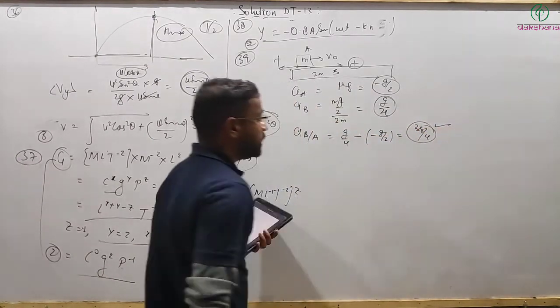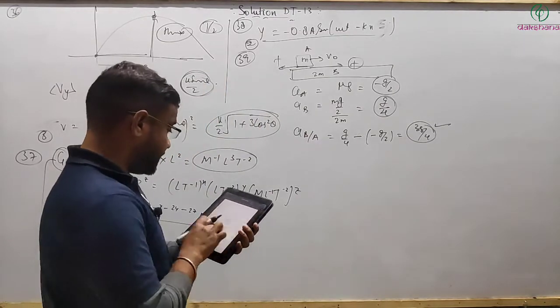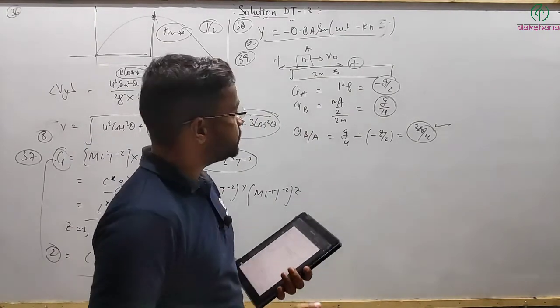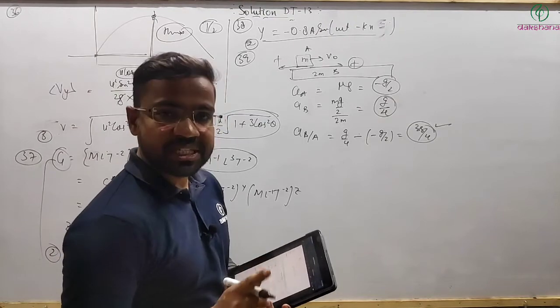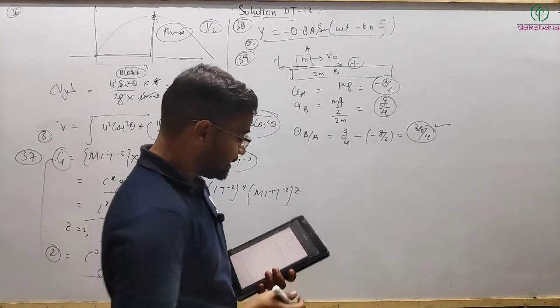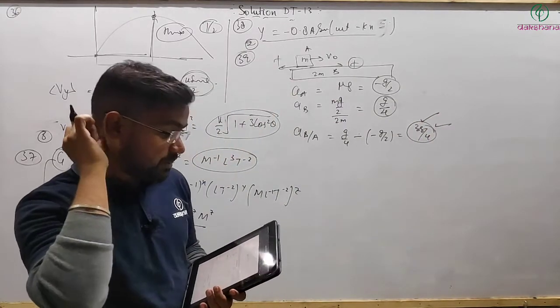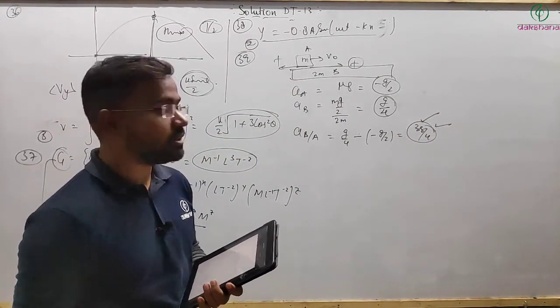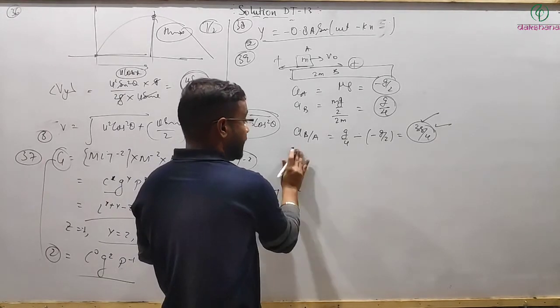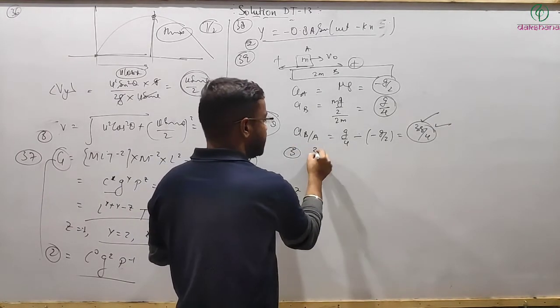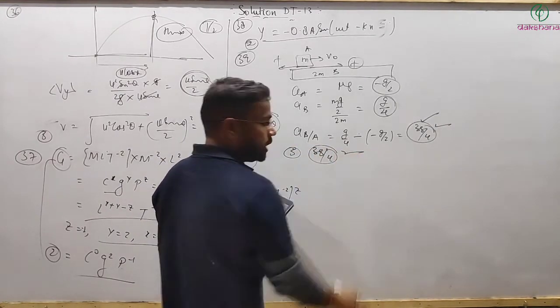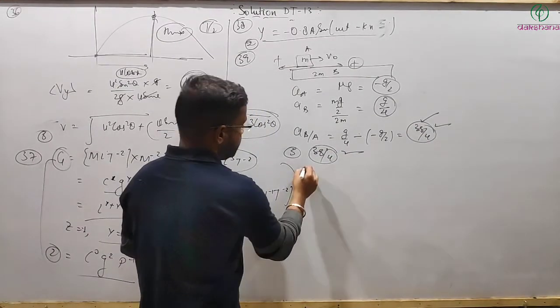This is the answer for question number 39, and unfortunately no option is matching, so there is a mistake in this question also. The correct answer will be 3g by 4. Either there is a printing mistake, so the third option should be 3g by 4. The answer given here is 3, but 3g by 4 will be the right answer, not g by 4.